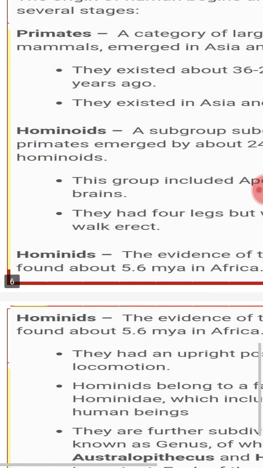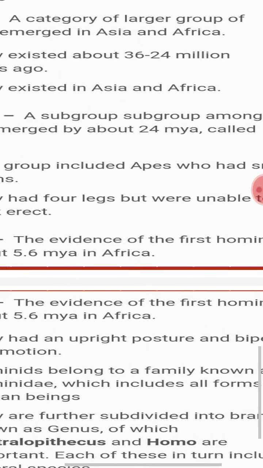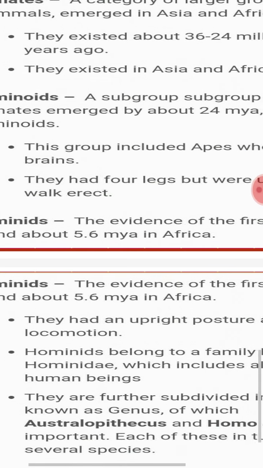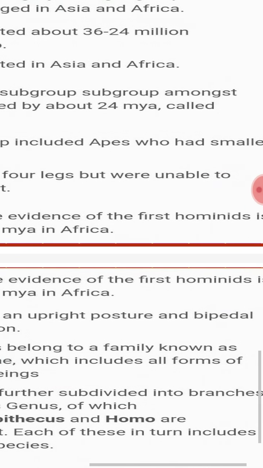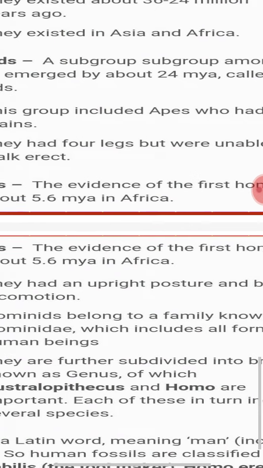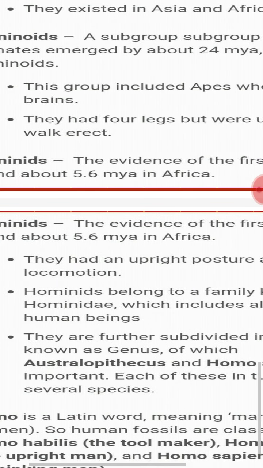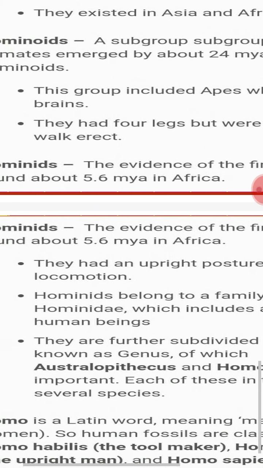One more group is hominids, a subgroup amongst them, those apes who had smaller brain size. They needed four legs to walk and were unable to walk like today's man, meaning he could not walk in an erect position.